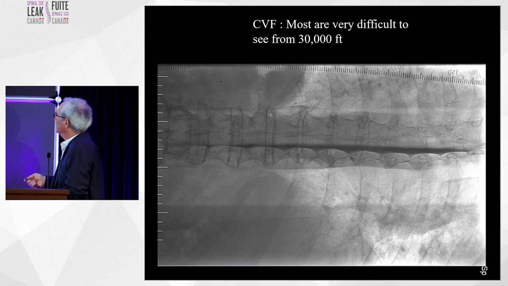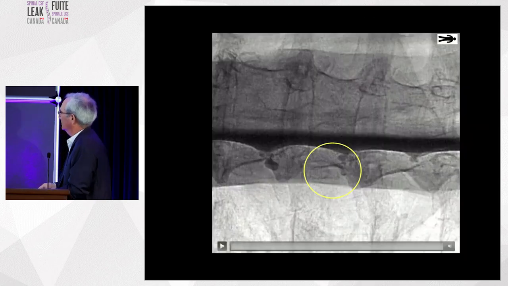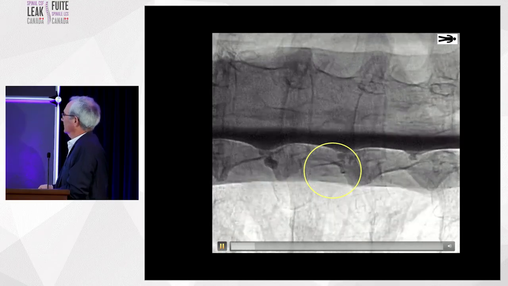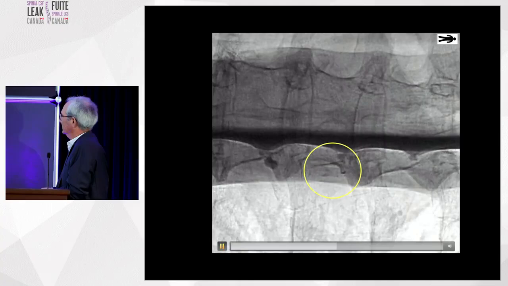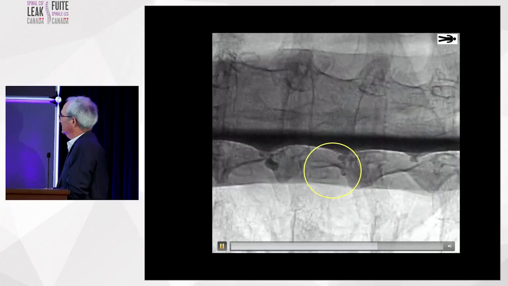Another example of it, again, 30,000 feet. Is there a video with this? No. Sorry, here it is here. There's a fistula right here. That's it right there. When you do the magnified view and you look for it, you can see it flickering and fluttering there. Now it's obvious, but because you've given yourself a chance to see it.